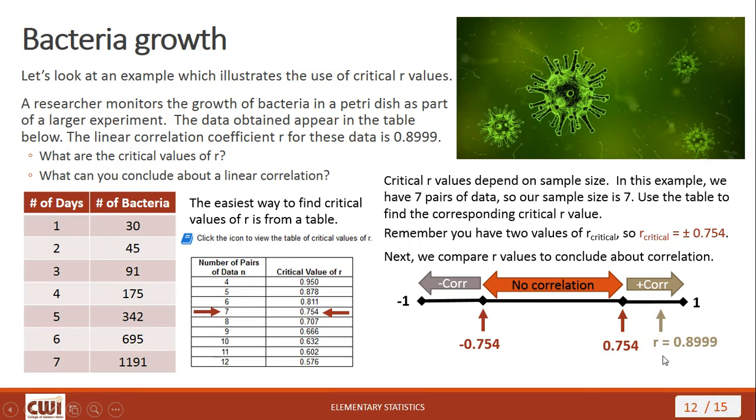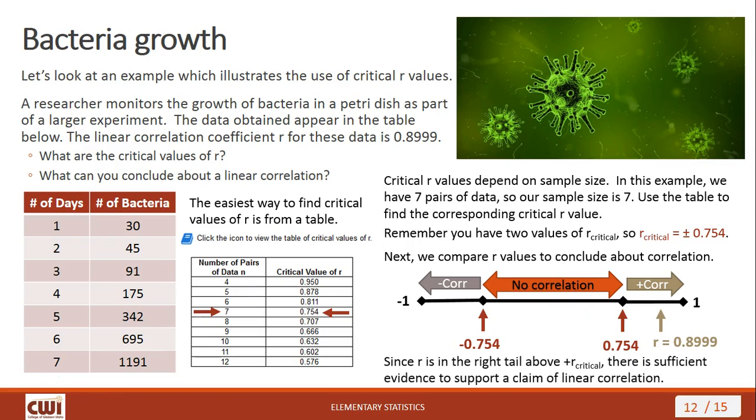Well, our R value that we calculated, that was given to us in the problem statement, 0.8999, is located right here in this region of positive correlation. So it's in the quote-unquote positive tail of the distribution, so to speak. Therefore, because it's in that right tail above the positive value of R critical, there is sufficient evidence to support a claim of linear correlation.